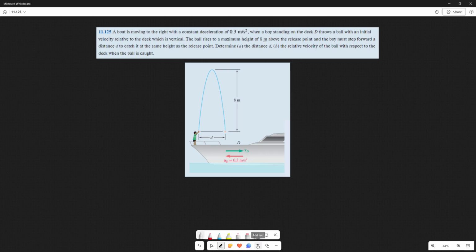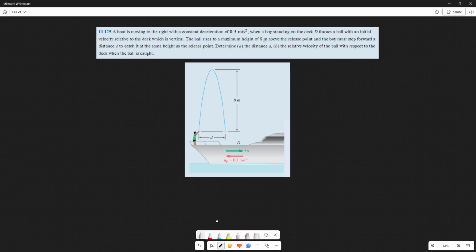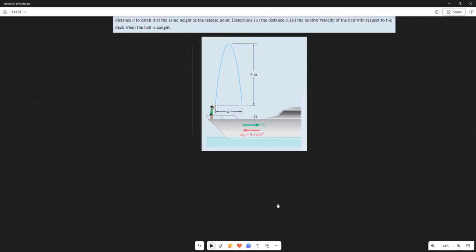So, this is a tricky question because we need to consider the relative motion of the ball with respect to the deck. Now, the deck of the boat is moving strictly horizontally, which means the vertical motion of the ball we can treat as we would normally, essentially ignoring the motion of the boat. We can analyze the vertical motion of the ball. So we're going to start doing that.